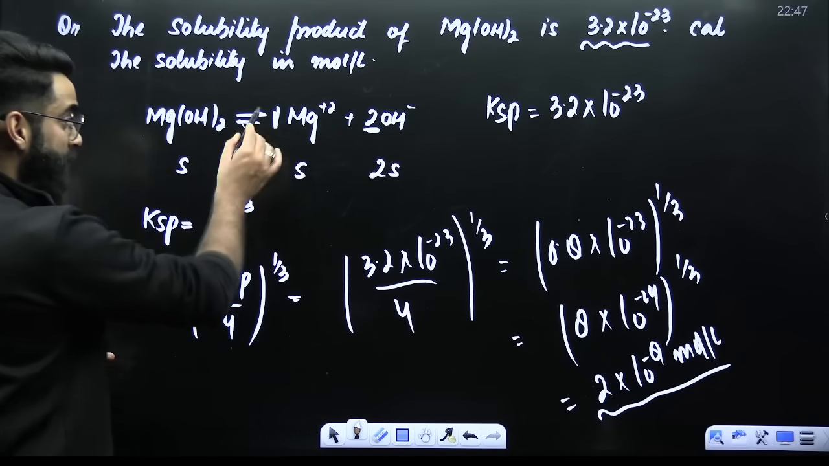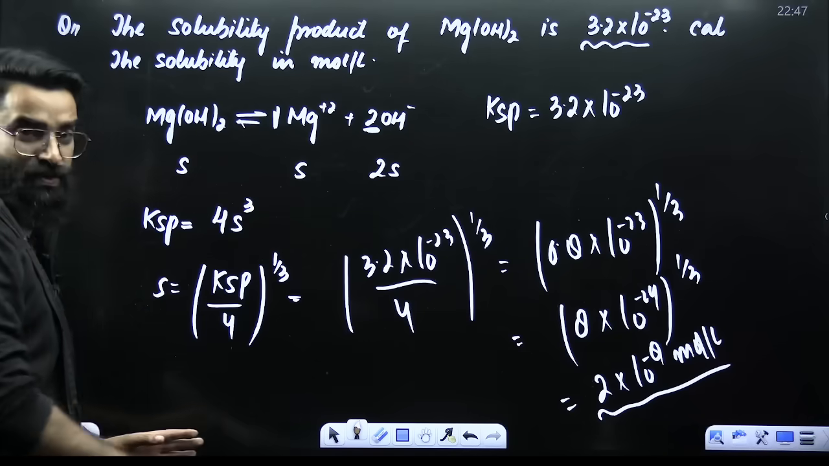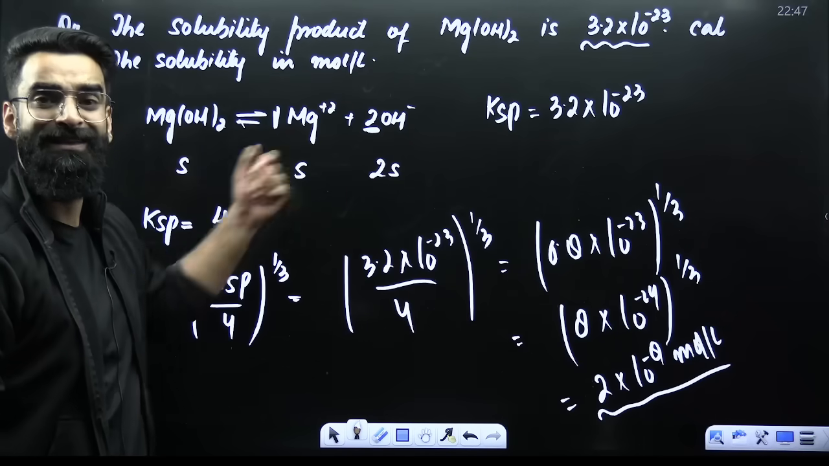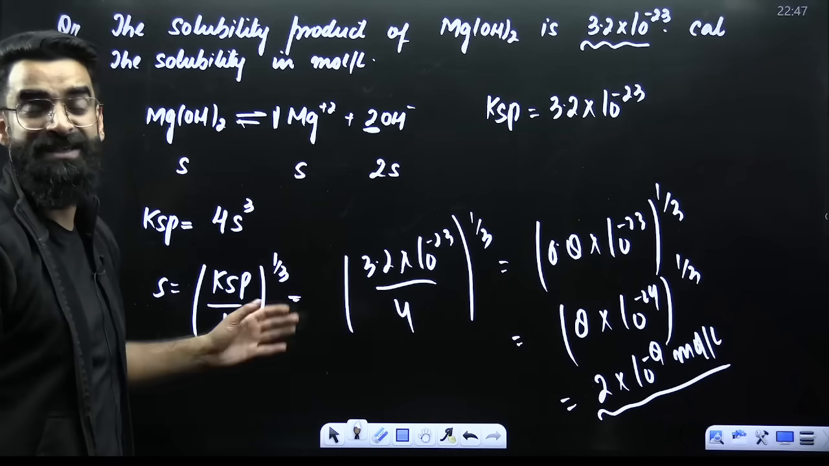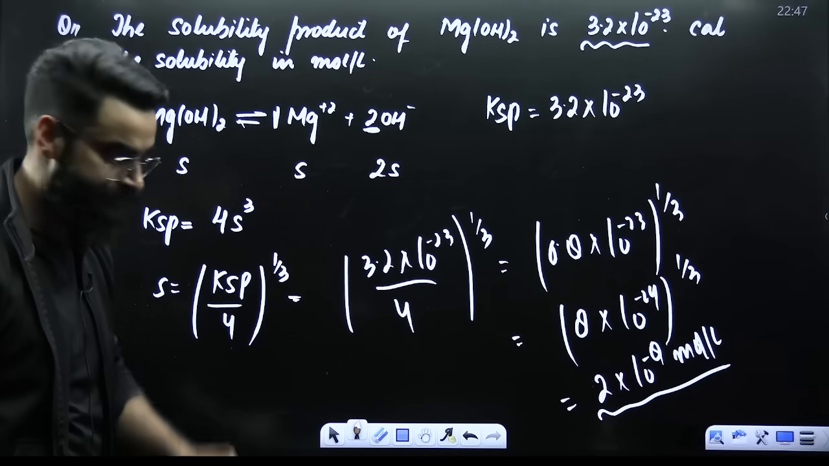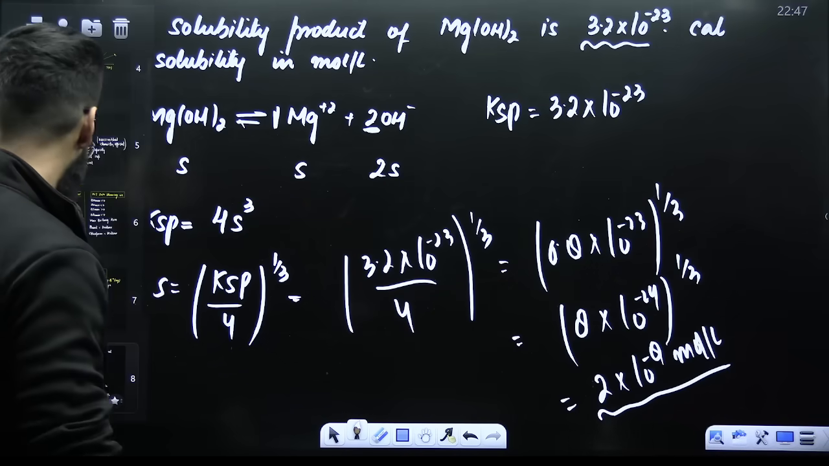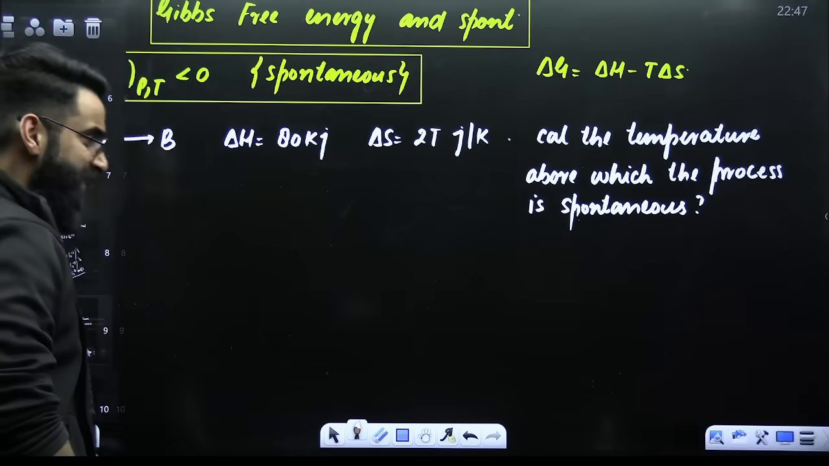Now, my dear students, if the stoichiometry changes here, all this process is going to change. If it is 1:1 stoichiometry, then KSP comes out to be S square. So S is simply going to be equal to root of KSP. Okay. This is one more frequently asked question, right? Which is almost asked every year in your exam.